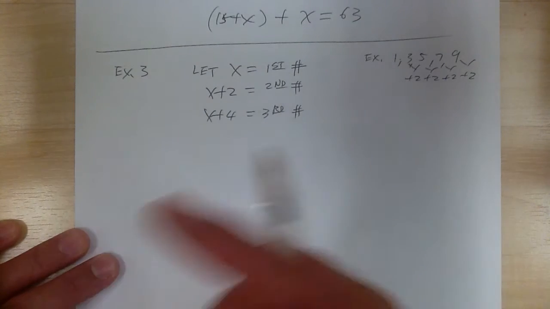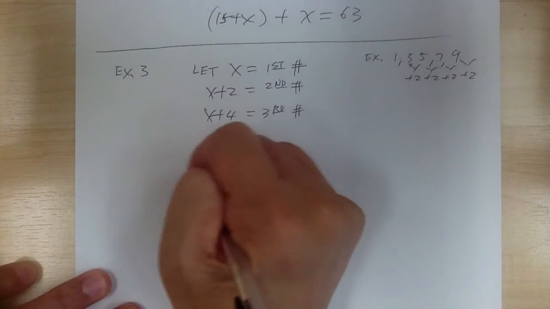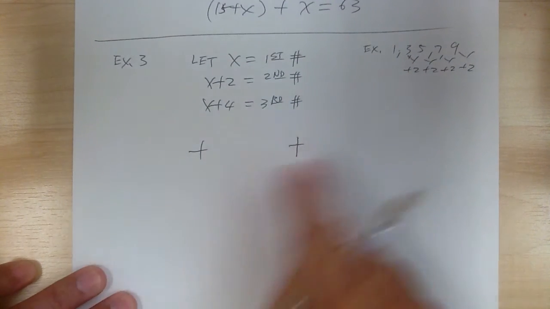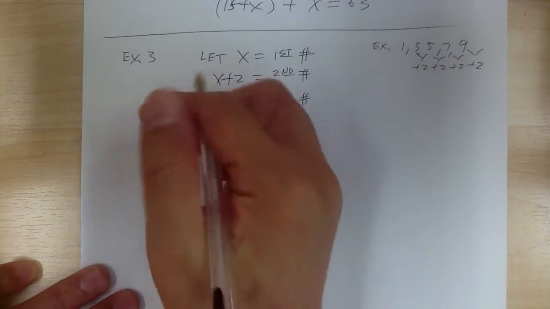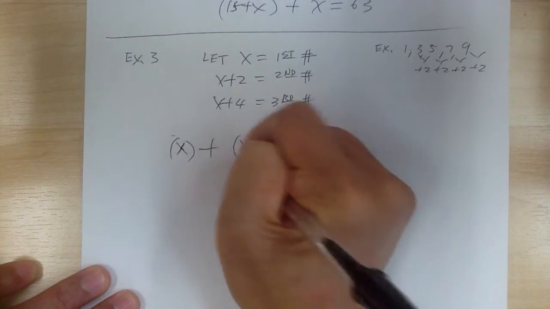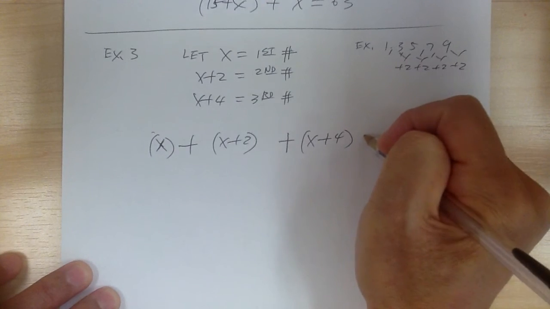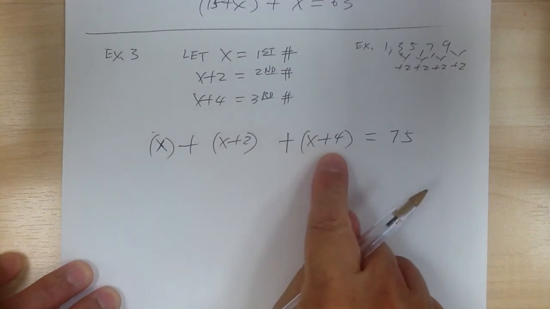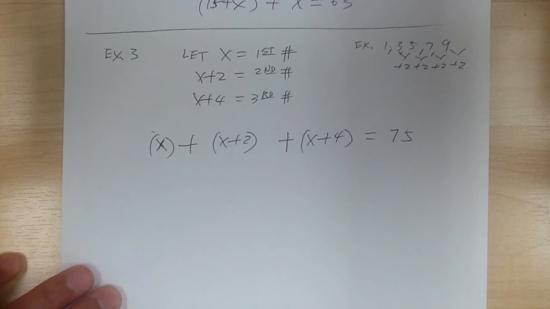So now you're ready to go ahead and translate. It says the sum, so now you're going to have addition signs because it's the sum of the 3 numbers, right? So the sum of the 3 consecutive numbers: the first number, that's the second, and that's the third. And "is" means equal, 75. So again, the sum of the 3 consecutive numbers is 75. And that's how you translate.